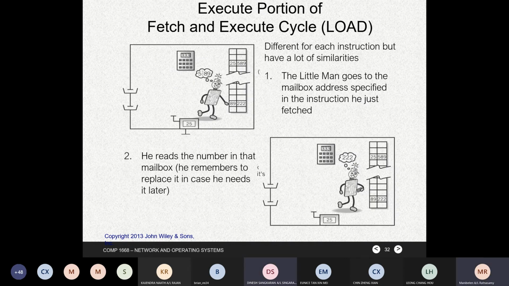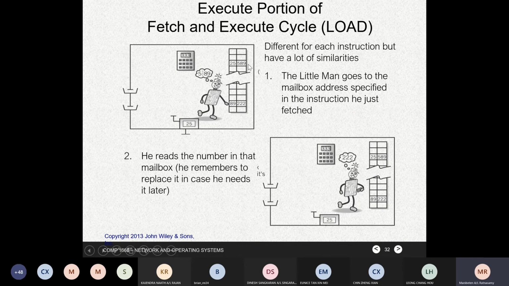Okay, now we're going to do one additional step. Same, the little man goes to the counter. He picks up the number 25, then he goes to the 25. He knows there is a content there, 589. The little man goes to the mailbox 25. Specified in the instruction, he just fetches.